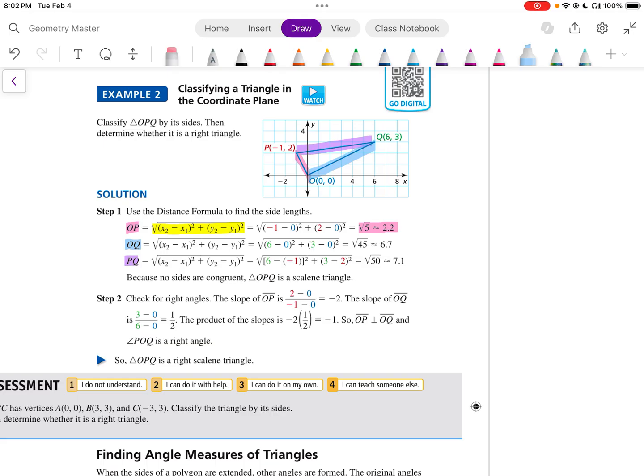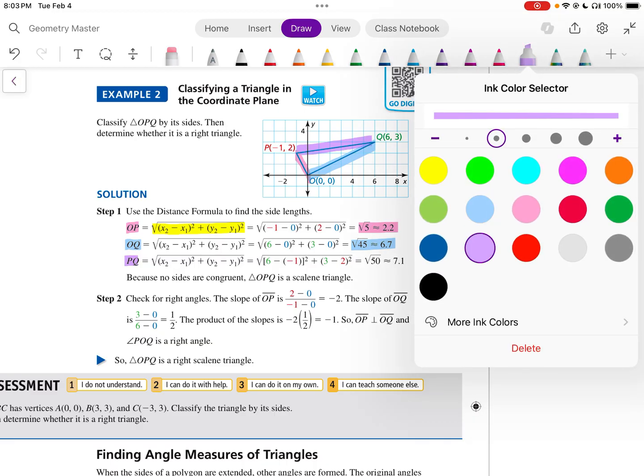Then for side OQ, the points are (0, 0) and (6, 3). So 6 minus 0, that's 6, squared is 36. 3 minus 0 is 3, squared is 9. 36 plus 9 is the square root of 45. And if you put that in your calculator, it's about 6.7.